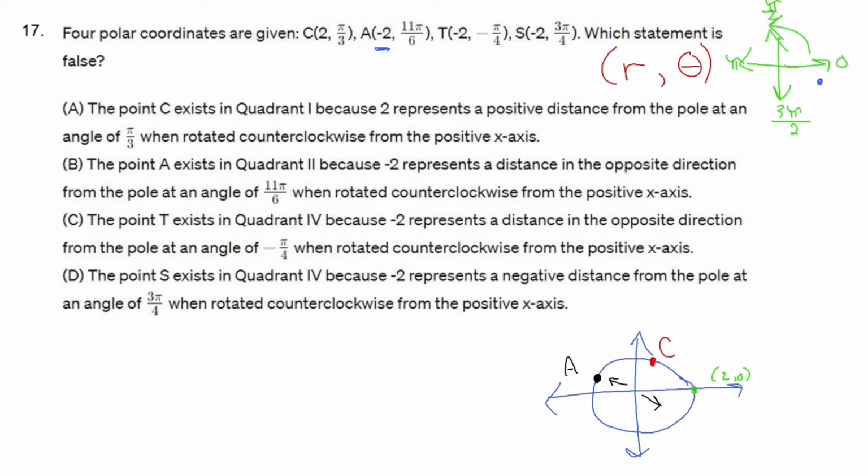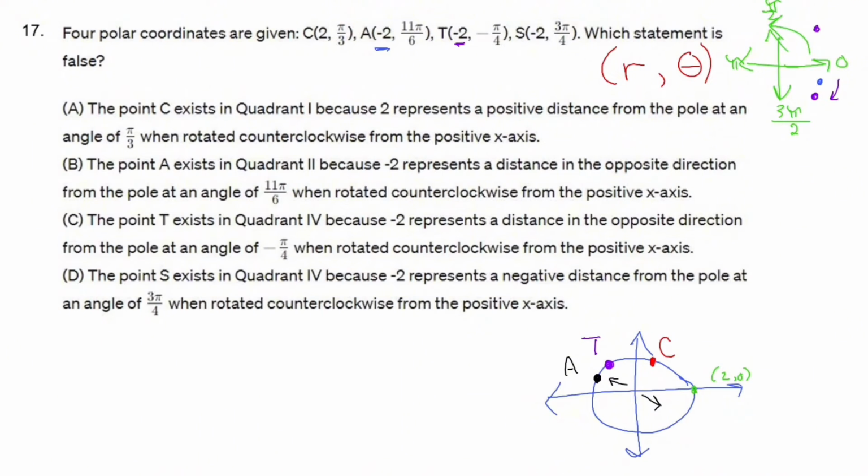Now, the same thing is going to happen again and again. Okay, we go to negative pi over 4. Negative pi over 4 has me going clockwise. Regular pi over 4 would be halfway to pi over 2, so negative pi over 4 would be halfway to negative pi over 2, or basically right here. So you're now here, but again, we have a negative distance. So instead of putting my dot on 2 over here, I'm going to put my dot right here in the negative direction. So T is kind of next to A.